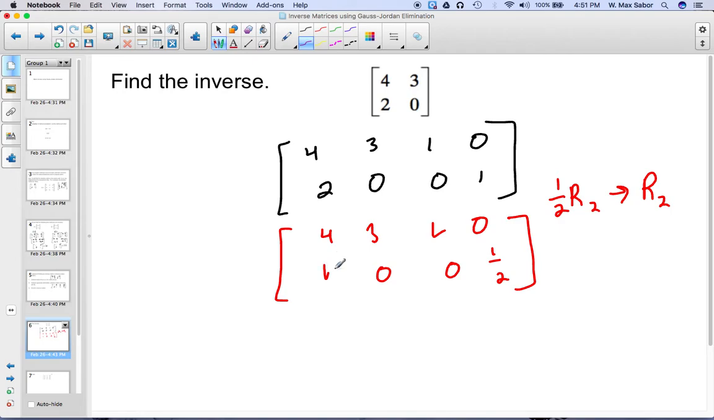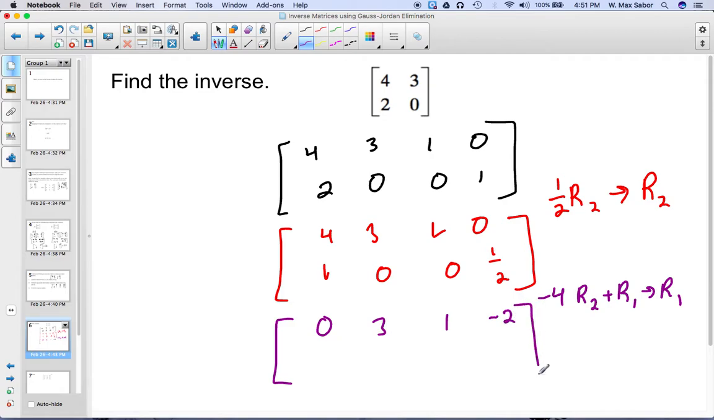Now I'm going to add -4 times that second row to the first row. So I'll do -4 times 1 plus 4 is 0. Everything else stays the same except -4 times 1/2 is going to be -2 plus the 0 is -2.